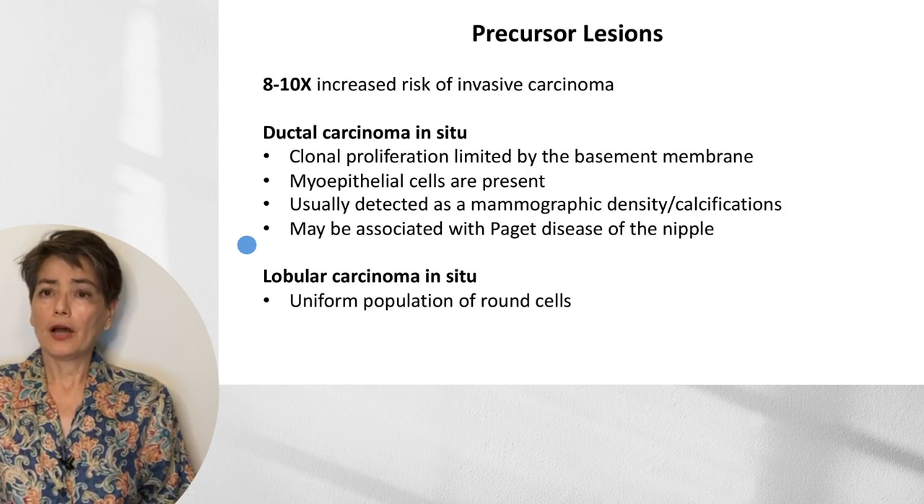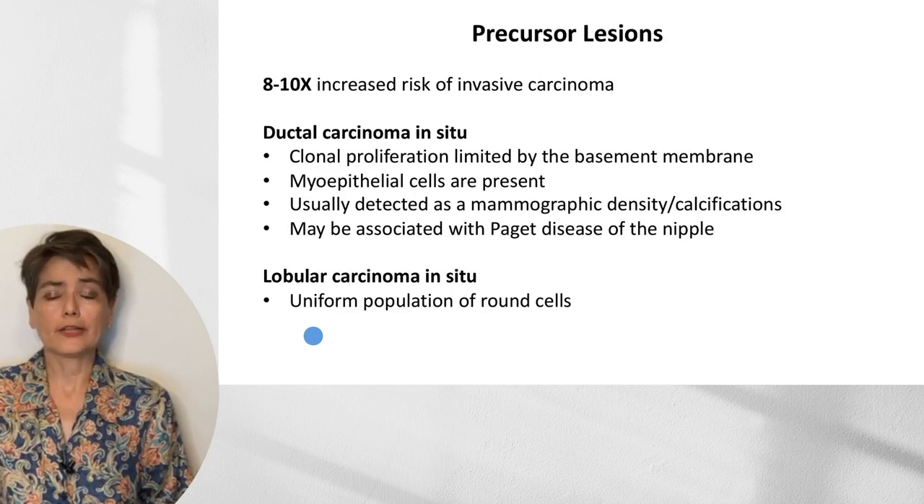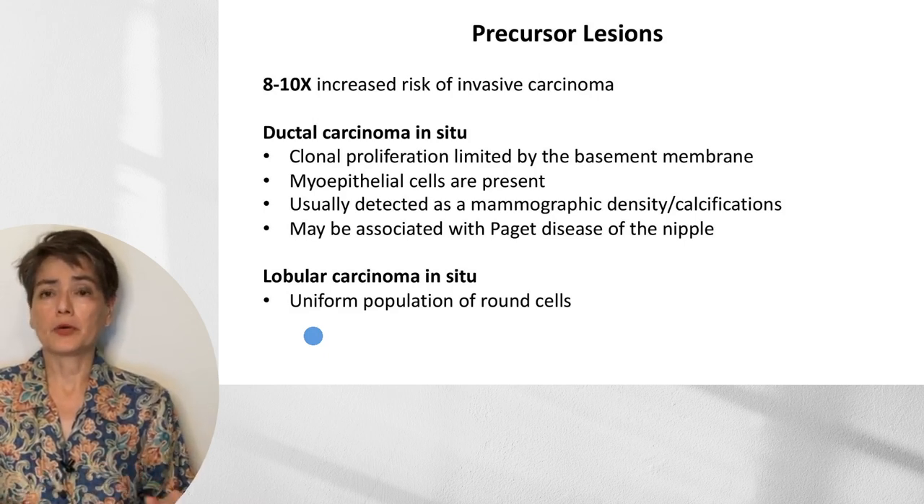The other type of carcinoma in situ is lobular carcinoma in situ, which is a uniform population of round cells that are discohesive, so they don't stick together very well, and they look identical to what we see in atypical lobular hyperplasia. So let's begin first by looking at our DCIS.